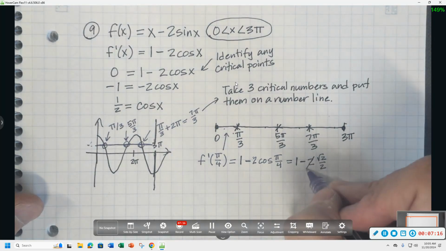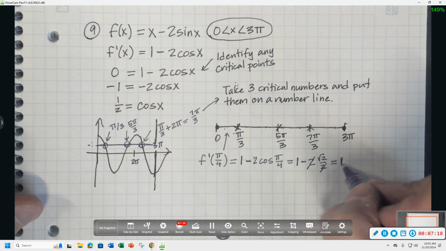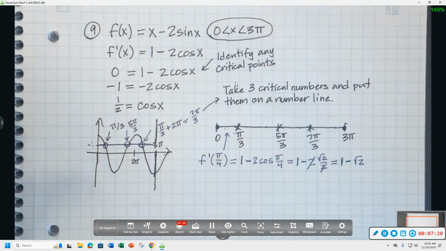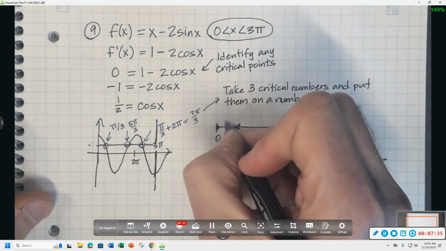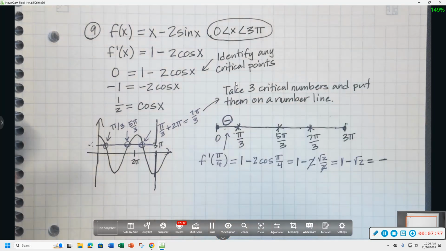The 2's cancel out. I'm left with 1 minus the square root of 2. Is that positive or negative? Which one's bigger there, 1 or the square root of 2? Negative, because square root of 2 is bigger than 1. So this is negative. Okay, so my first interval there is negative.